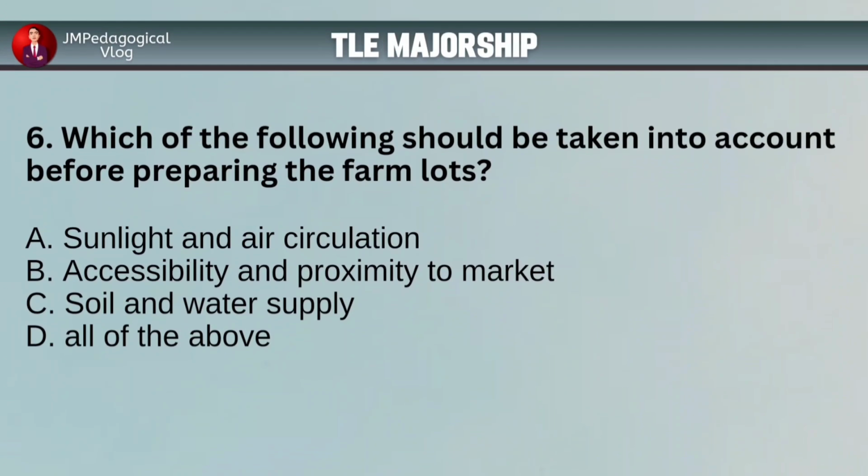6. Which of the following should be taken into account before preparing the farm lots? A. Sunlight and air circulation. B. Accessibility and proximity to market. C. Soil and water supply. D. All of the above. D. All of the above.